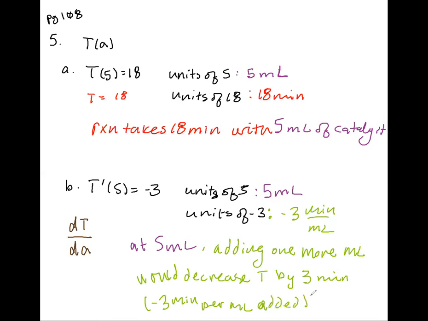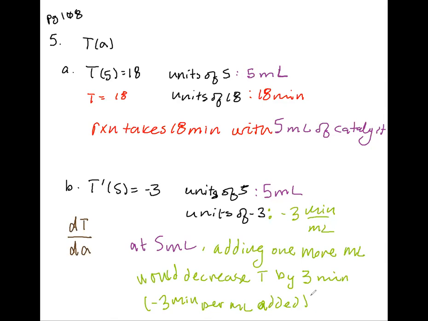And usually the way that we describe this is by adding 1 more milliliter, just because once we get to 6 milliliters, this number might change. T prime of 6 might not be -3. It very well might be, but it also might not, and we don't really know. So we want to keep it as close to 5 milliliters as possible. But inversely, if we were to only add 4 milliliters, we can estimate that our time would then be 18 plus 3 minutes. So it'd be 21 minutes instead of 18 minutes.